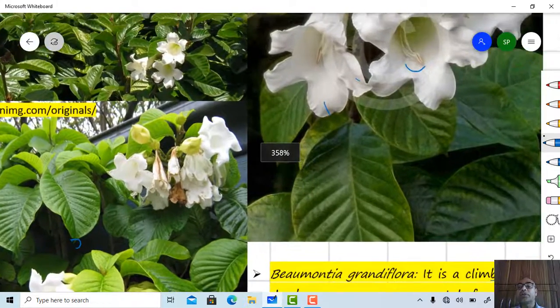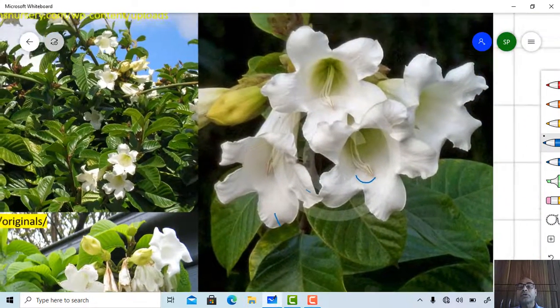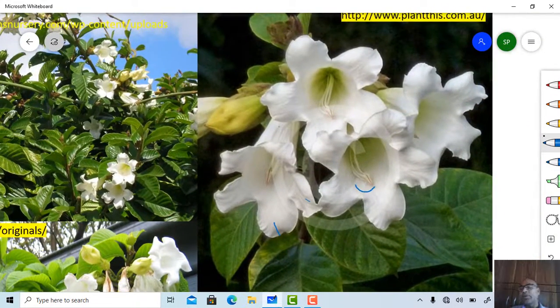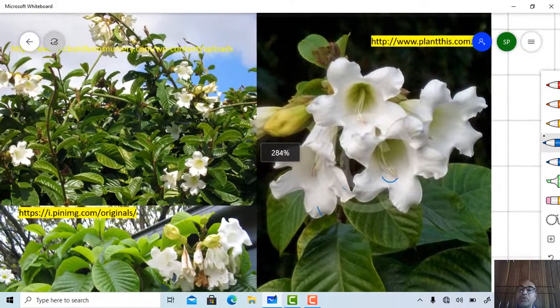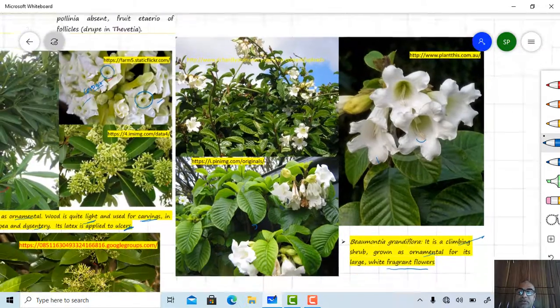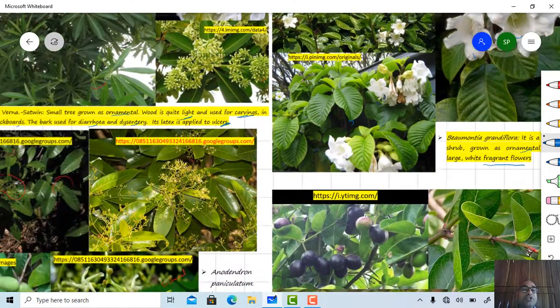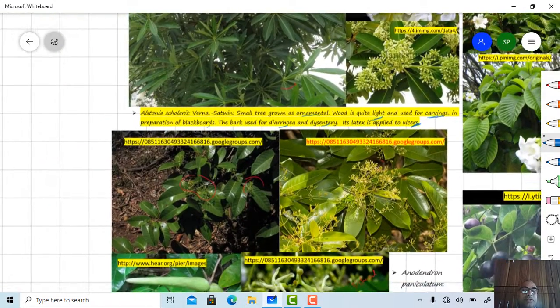Here is a gamopetalous corolla, maybe campanulate or funnel-shaped corolla, present in the family Apocynaceae. These are the stamens, and just see the corolla tube as well as the corolla lobes present in this plant.